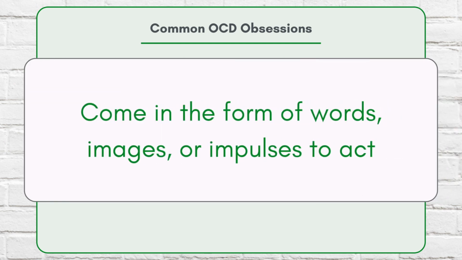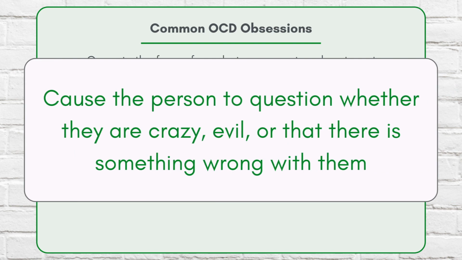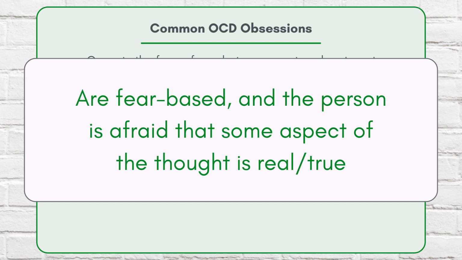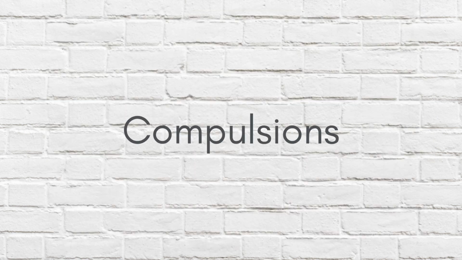They come in the form of words, images, or impulses to act. People get stuck repeating or ruminating on them. They cause the person to question whether they are crazy, evil, or there's something wrong with them. They are fear-based, and the person is afraid that some aspect of the thought is real or true. And obsessions often neutralize in response to specific mental acts or behaviors known as compulsions.